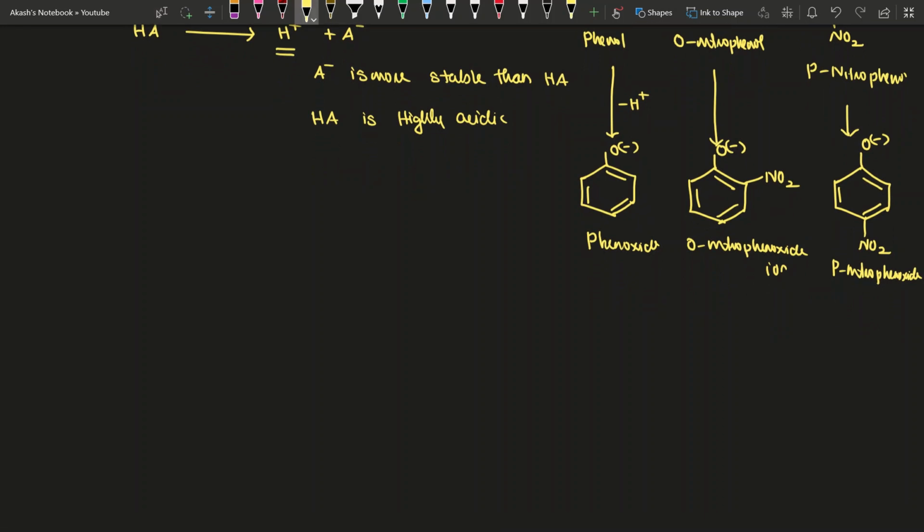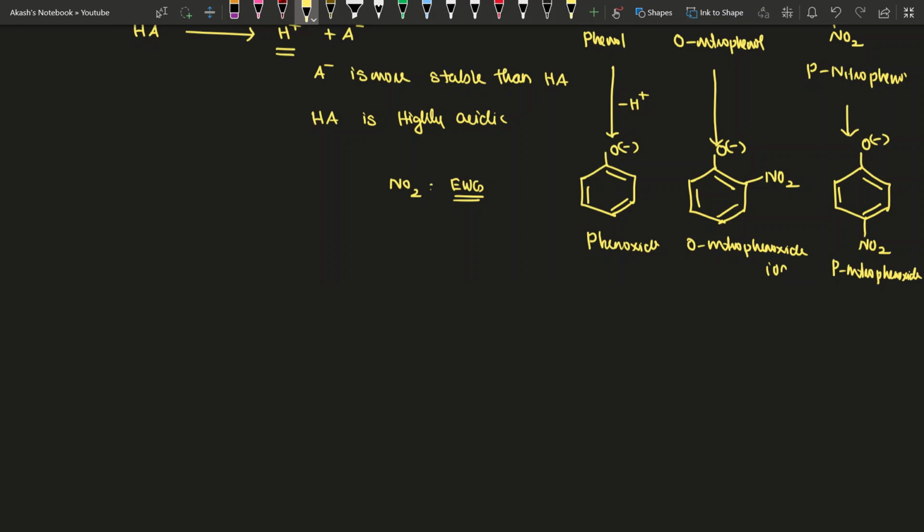Why? By a layman's understanding, when you're considering an NO2 group, NO2 is an electron withdrawing group. Due to the presence of an electron withdrawing group, in the corresponding phenoxide ion, where the oxygen bears a negative charge, this NO2 group pulls the electron cloud present in the phenoxide ion. That means it reduces the charge density in the molecule. Whenever the charge reduces, stability will automatically increase.